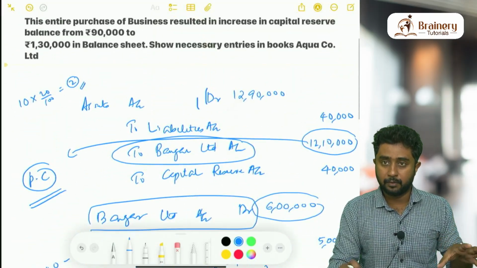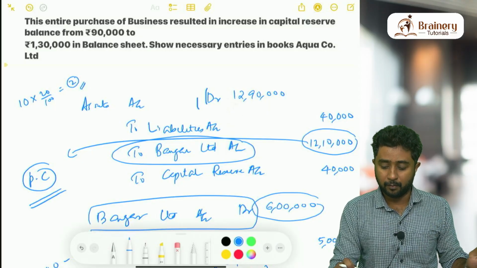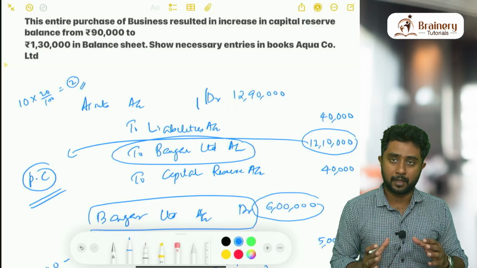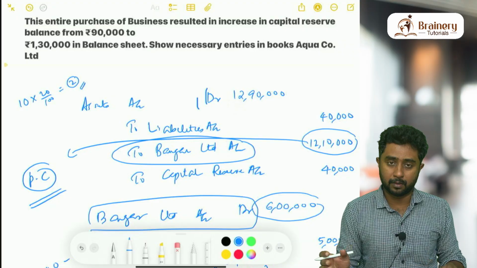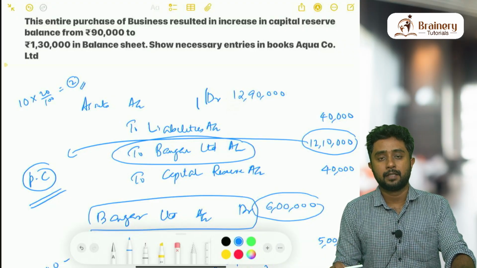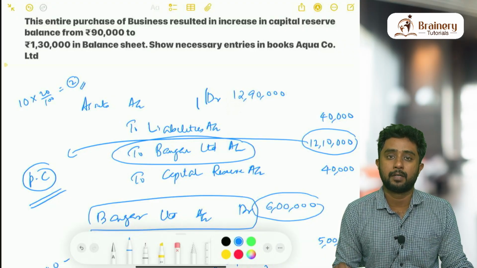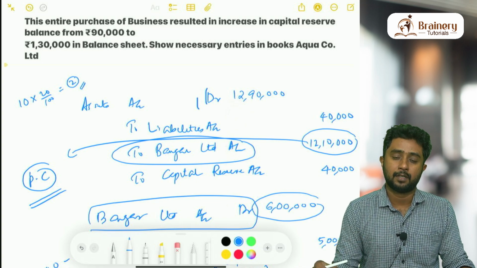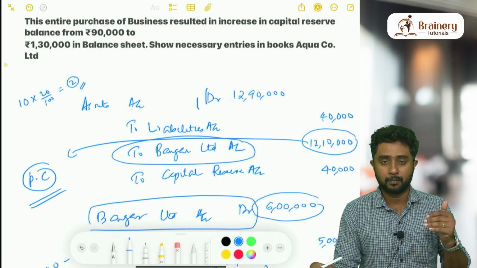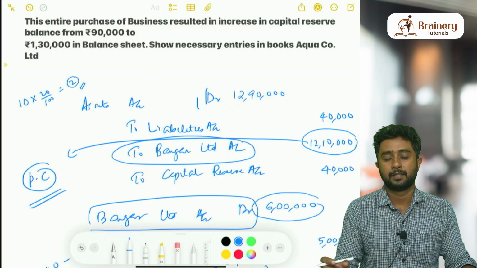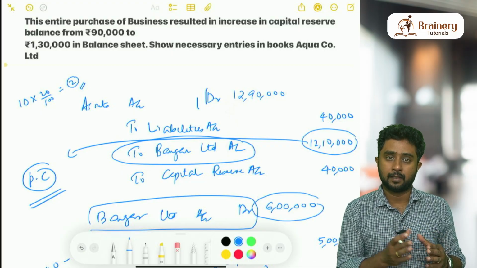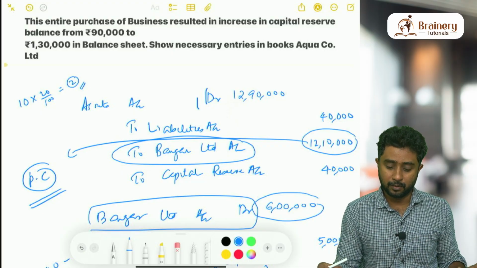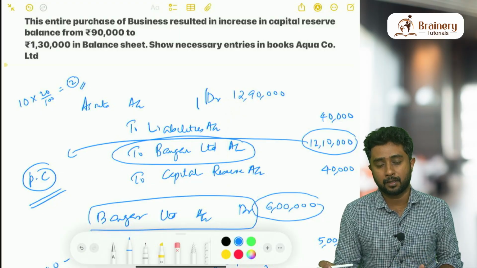So first, what did we do in this sum? First, we have passed the normal entry, or at least we have made the format of the normal entry for recording purchase of business, which was assets account debit to liabilities account, to capital reserve and to vendors account. Capital reserve will come at the end only. So vendors account to capital reserve. Then assets account, we have recorded the value that is already known to us. Liabilities also we have recorded the known value.